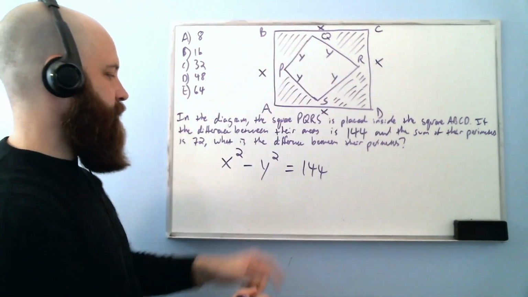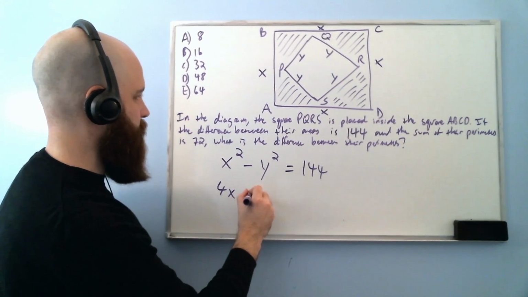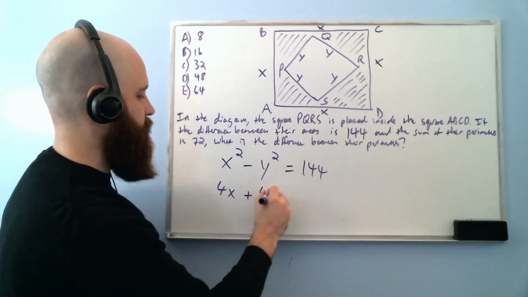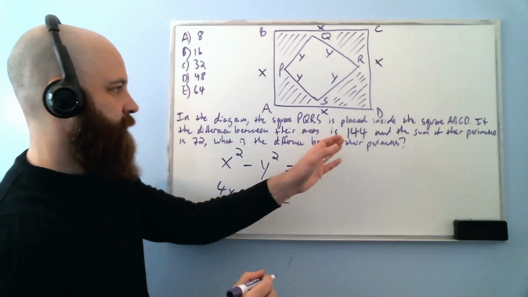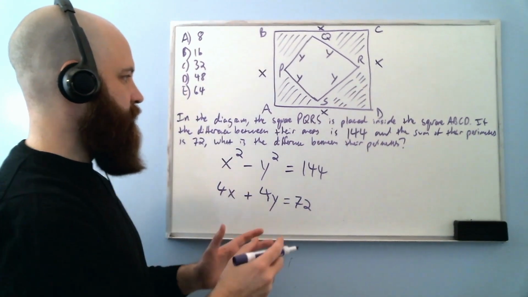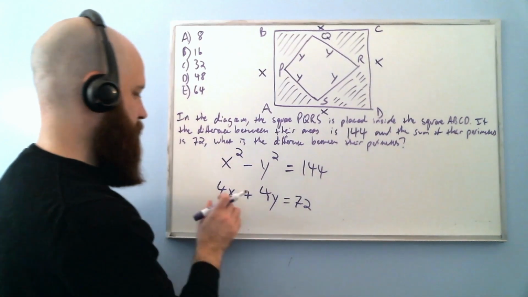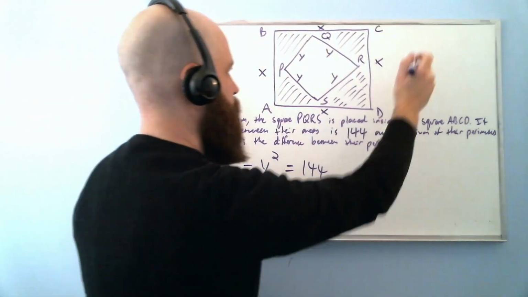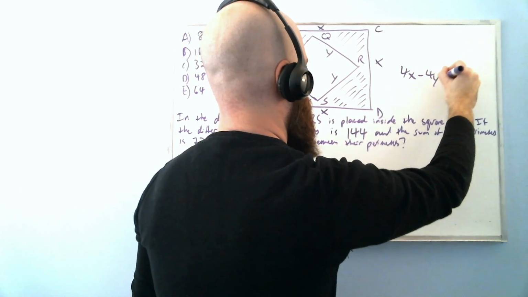The perimeter of the larger square, it has side lengths of x, so the perimeter of the whole thing is 4x. Same thing for the smaller square, 4y. The sum of their perimeters is 72. The question is, what's the difference between their perimeters? Well, I have an expression for their perimeters. The difference, I'll write up here, is 4x minus 4y. That's what I'm looking for.